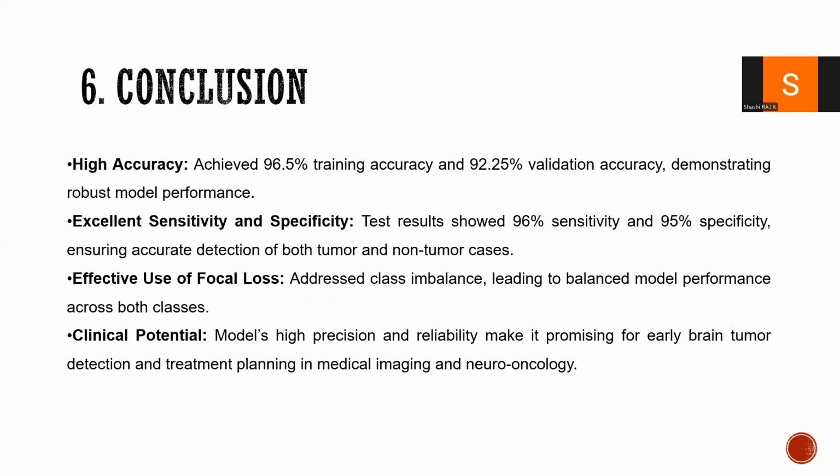So coming to the conclusion part: high accuracy, excellent sensitivity and specificity. Here I achieved a 96.5% training accuracy and a 92.25% validation accuracy, demonstrating robust model performance. The analysis of the convolutional neural network model with the ResNet architecture for classifying brain tumors from MRI images has encouraging implications.